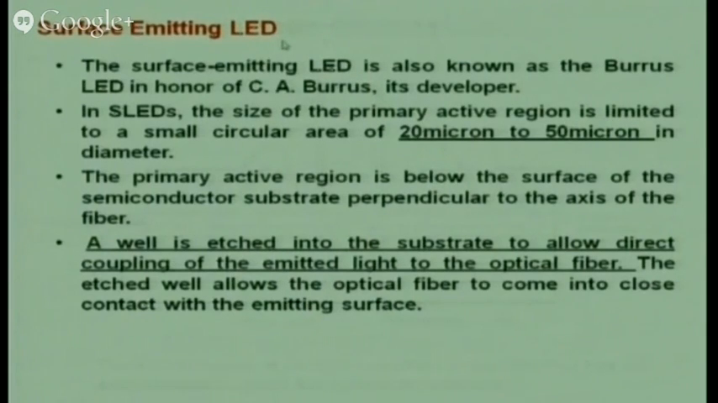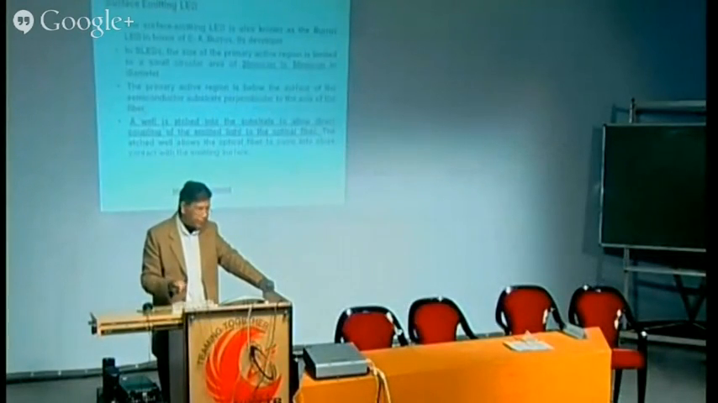Surface emitting LEDs are also known as Burrus LEDs in honor of C.A. Burrus, who developed them. The active region is of the order of 20 to 50 microns, whereas a single mode fiber has a core of the order of 10 microns, right? So I cannot couple a single mode fiber to this type of LED. I need a multi-mode fiber which can be coupled to this.